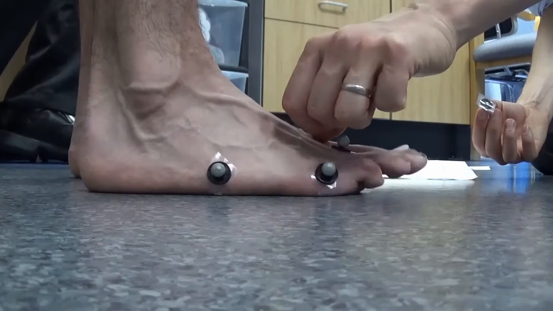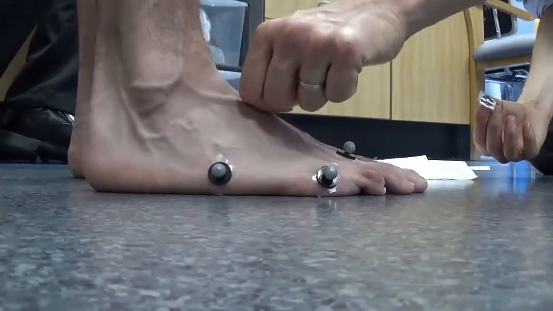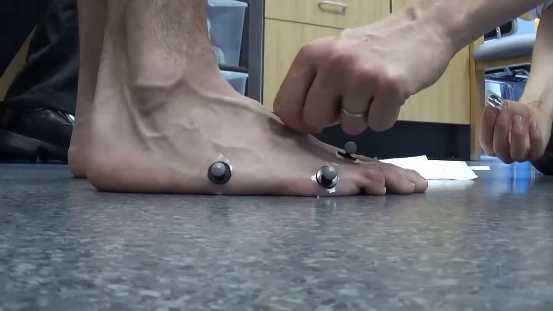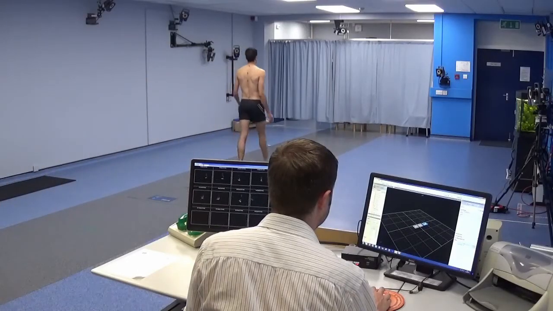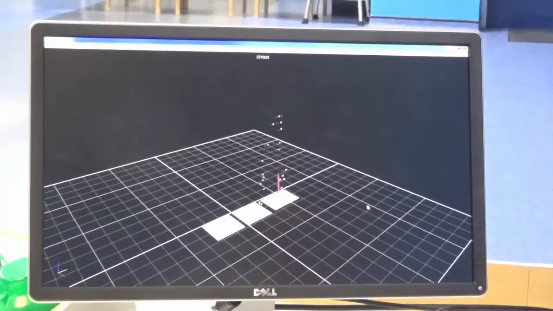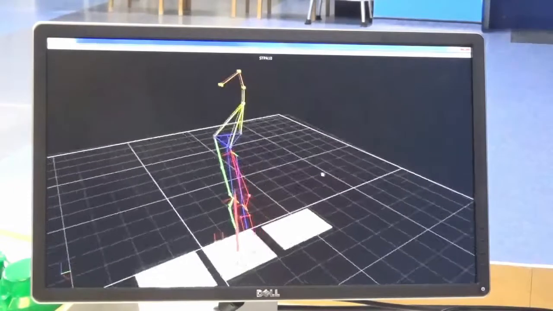Knowledge of these joint angles, known as kinematics, combined with the forces in the joints, known as kinetics, is what the clinicians require in order to make treatment plans. When the patient walks along the walkway in the lab, the trajectories of all the markers are being recorded with the 16 infrared cameras mounted on the walls.